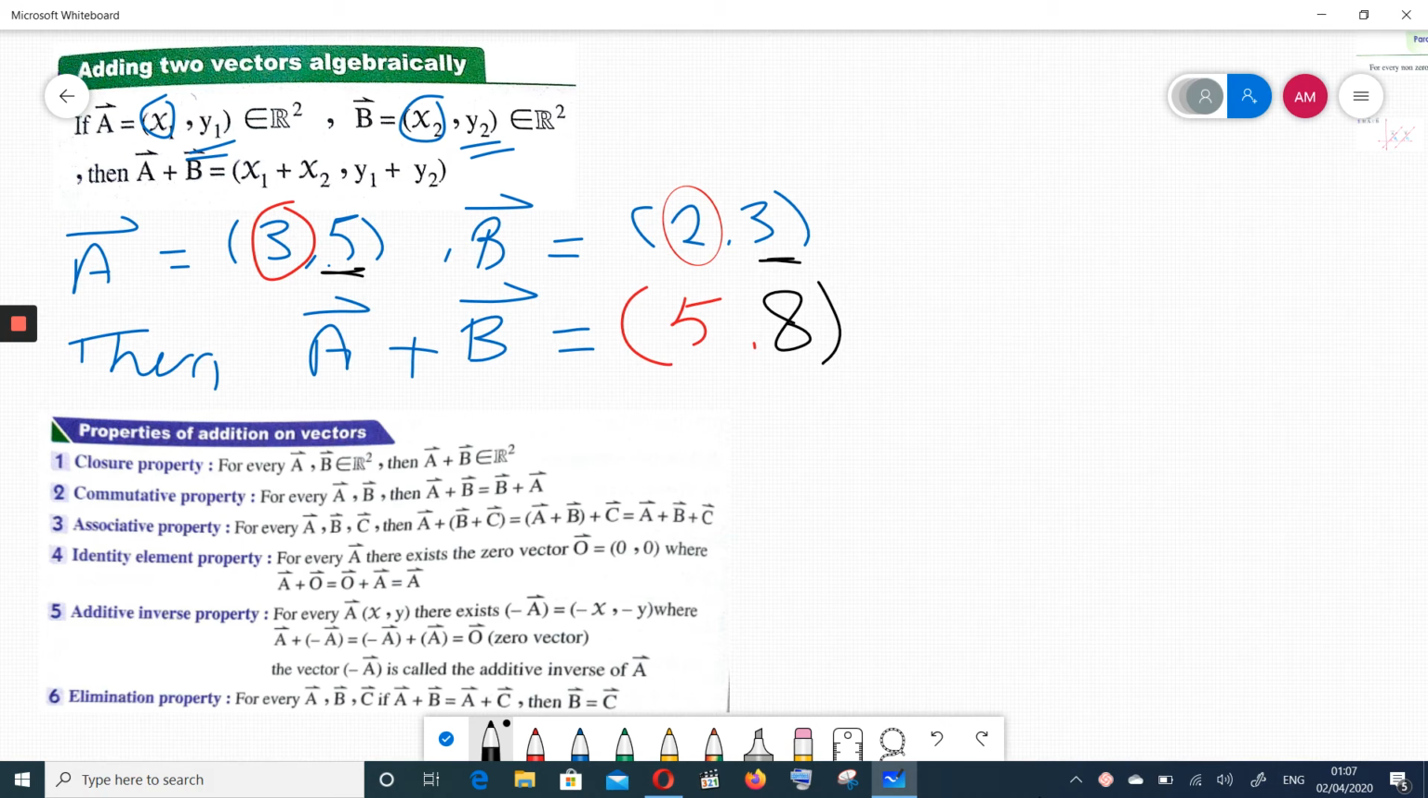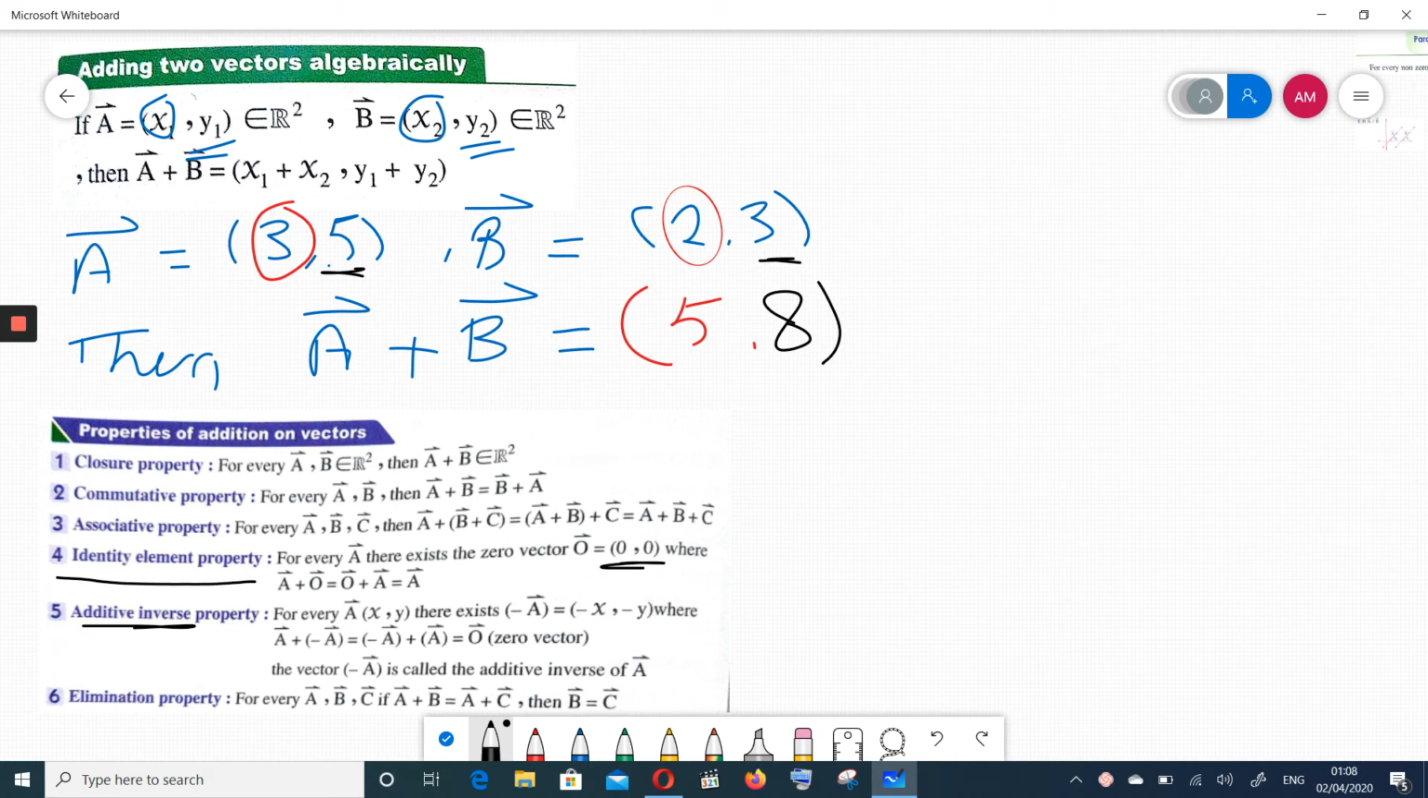Identity element means vector A plus vector 0. Vector 0 here consists of x and y, both of them 0, and as we know, anything plus 0 is going to be the same. Additive inverse, as we studied before, the additive inverse for any number, we change the sign. So if we have x and y, we need to change it to be negative x and negative y, after that we add, the answer is going to be 0 plus 0. So it's going to be 0 and 0.